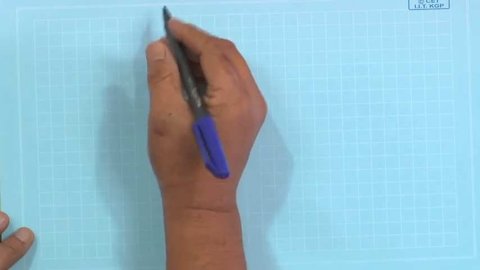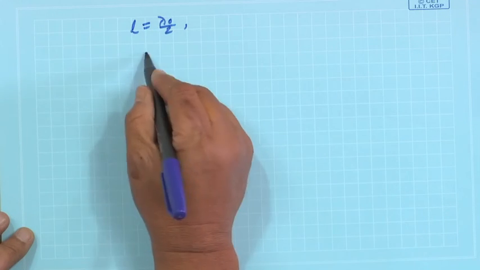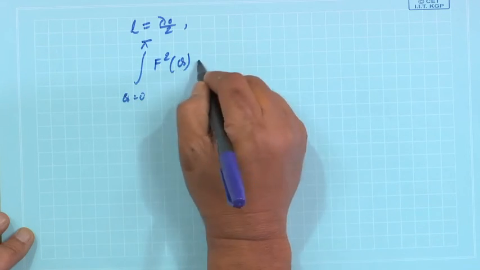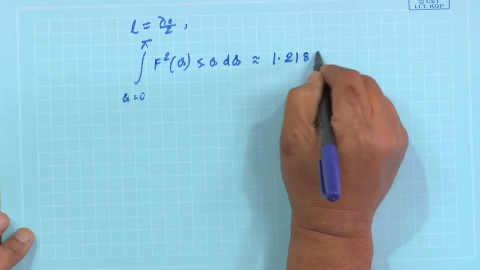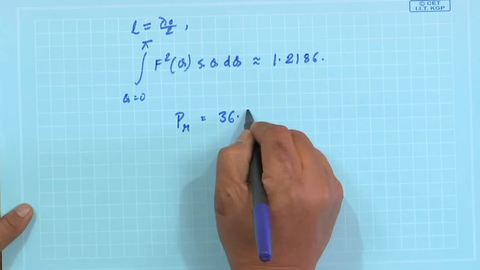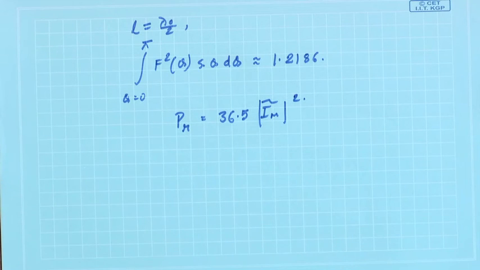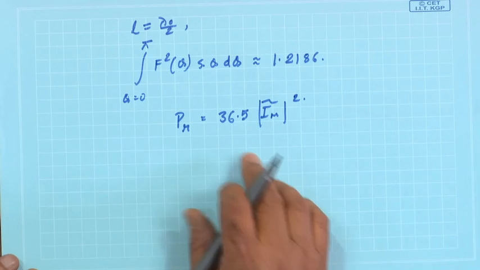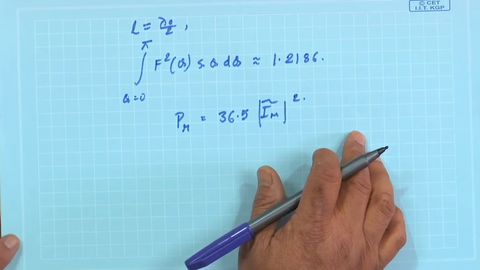So, for a half wave dipole, that means if we have L equal to lambda naught by 2, this integration from theta equal to 0 to pi of f square theta sin theta d theta can be integrated, and its value is this. So, if we put that, then PR becomes 36.5 Im square. Now, what was our definition of radiation resistance? The total power radiated is equal to the radiation resistance times IRMS square. Now, we will have to find out what is the IRMS square.